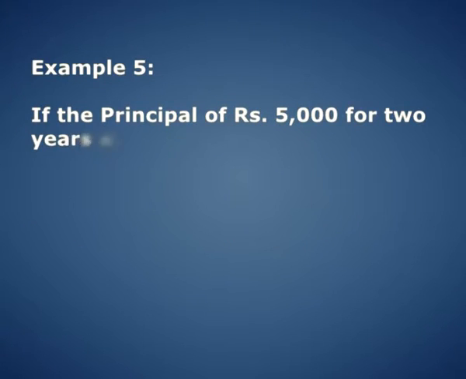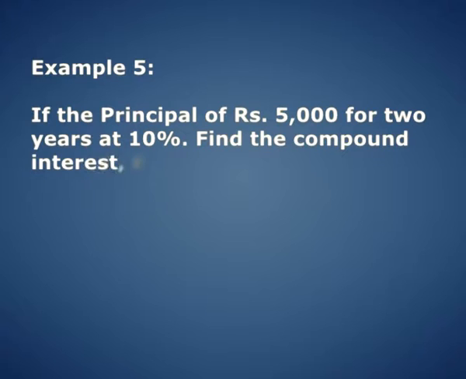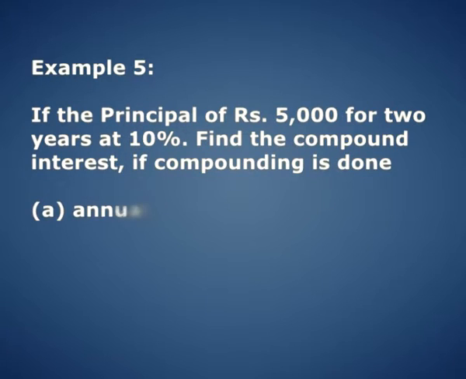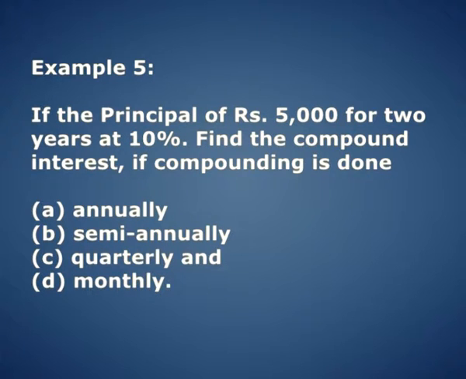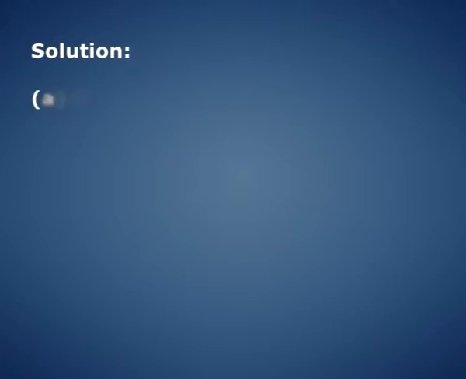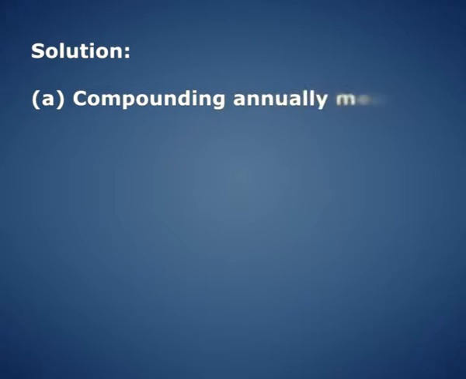If the principal is rupees 5,000 for 2 years at 10%, find the compound interest if compounding is done first annually, second semi-annually, third quarterly, and the last one monthly. Now let's see the solution one by one. Let's see the solution for the first part.